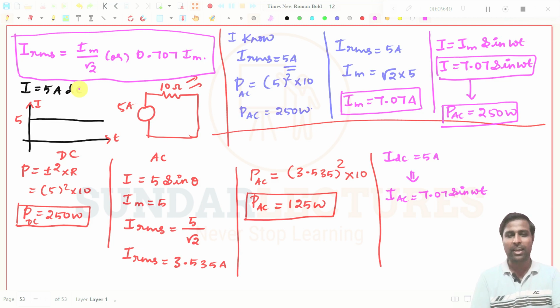We will continue in the next class. We will try to find the average value, peak factor and crest factor. So many AC quantities we will find with a simple example and with this derivation. We will try to find what the average value is.